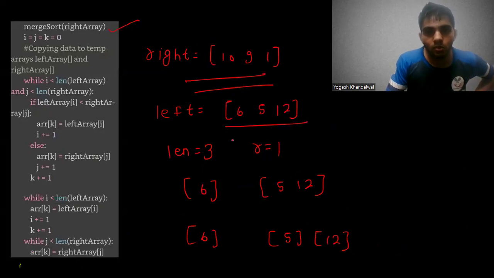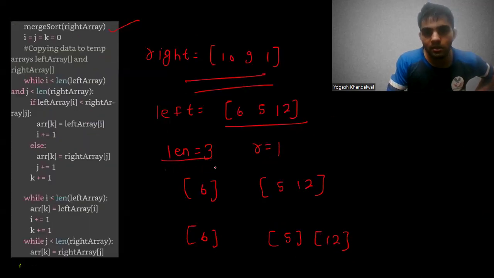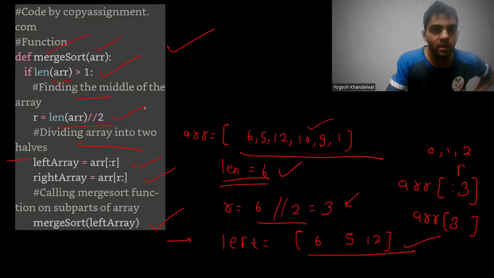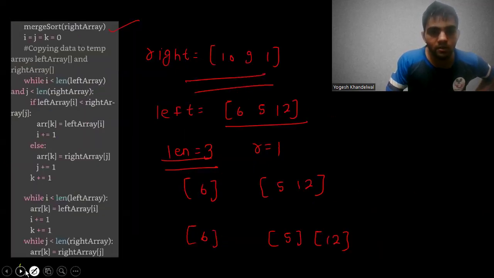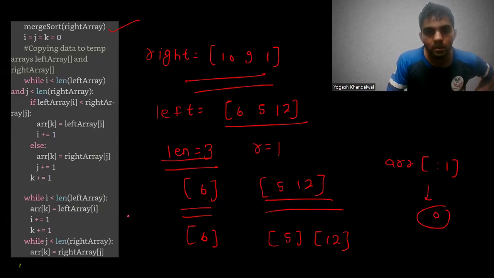So now if we call this function again, it will check the length of the array. Now the length is 3, and 3 double slash divided by 2 will become 1. So now the left will become only the index 0 element, which is 6, and the right part will become like this. Now after doing that we apply merge sort again on this.